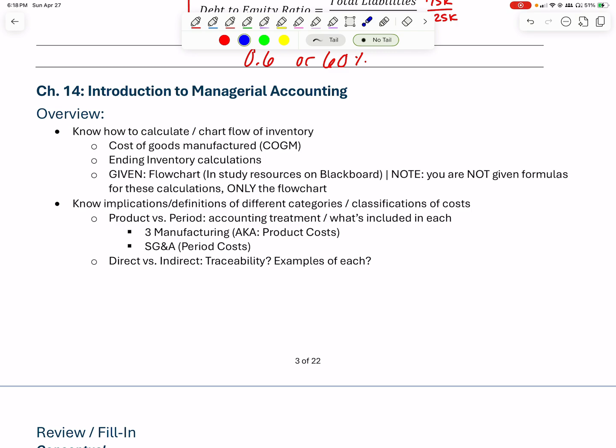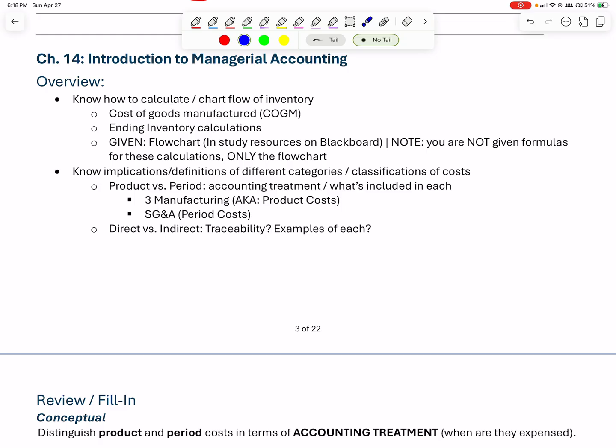So while it's four technical questions from this chapter, technically it's overrepresented just because of how pervasive this content is through the rest of the course. So what you want to know from chapter 14 is how to calculate or chart the flow of inventory. Things like cost of goods manufactured, those ending inventory calculations.